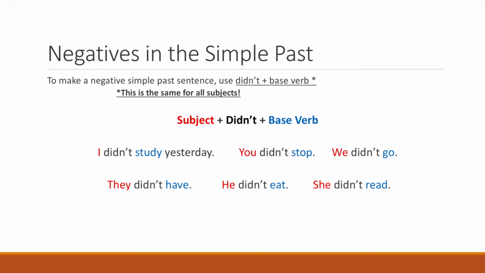So for negative statements in the simple past, we have to use the helping verb didn't plus the base verb. This is the same for all subjects. So our structure for a negative statement is as follows. Start with the subject, followed by didn't, and then the base verb. For example, I didn't study yesterday, or you didn't stop, we didn't go, they didn't have, he didn't eat, and she didn't read.